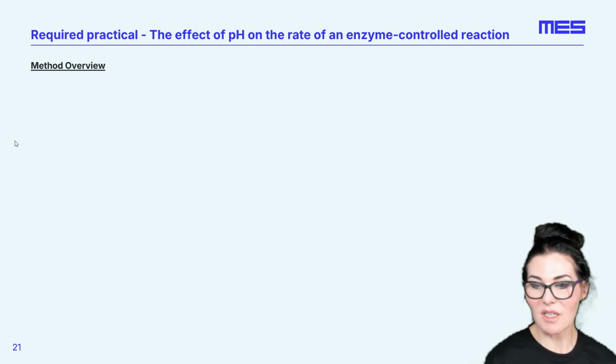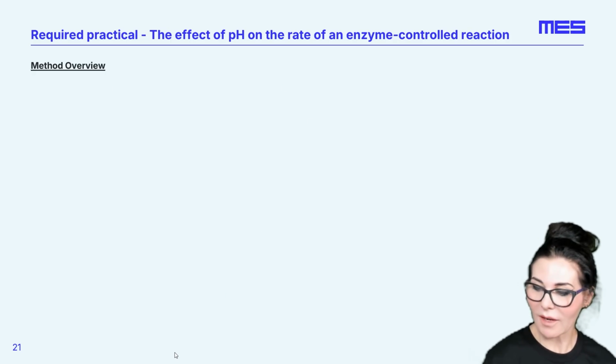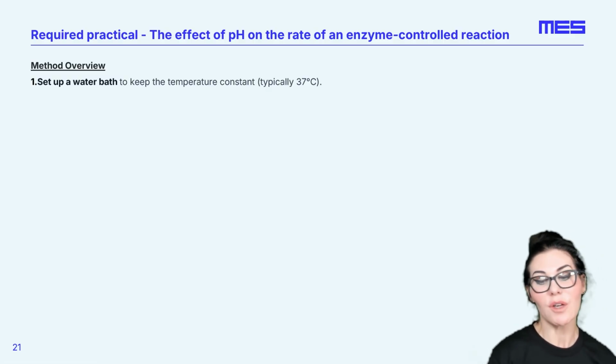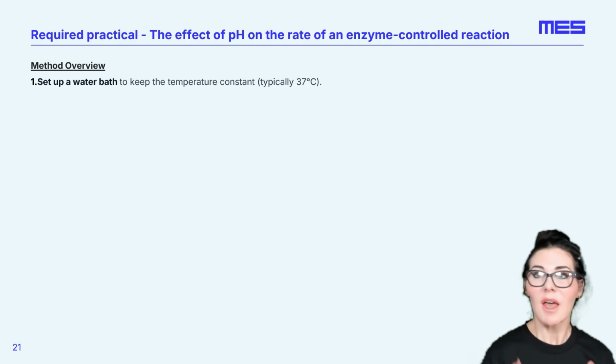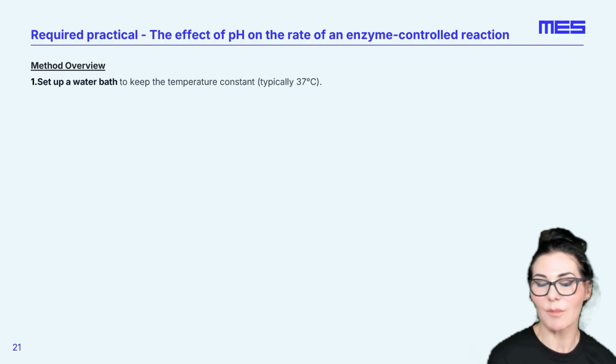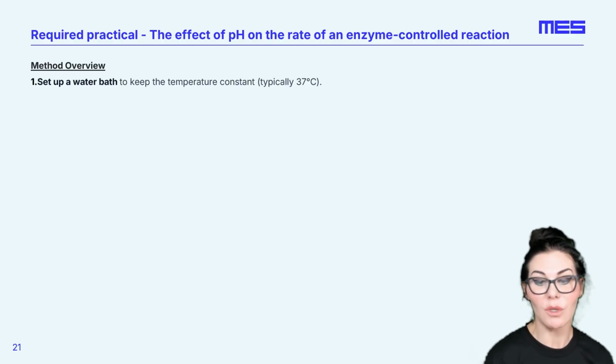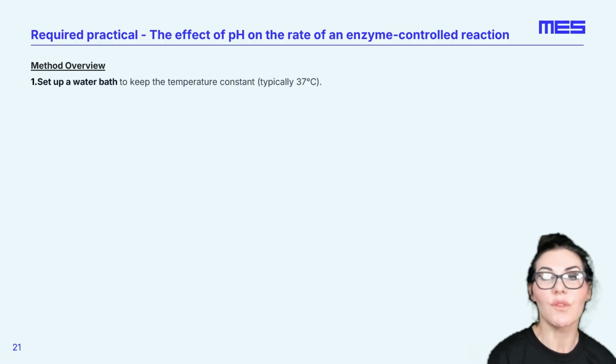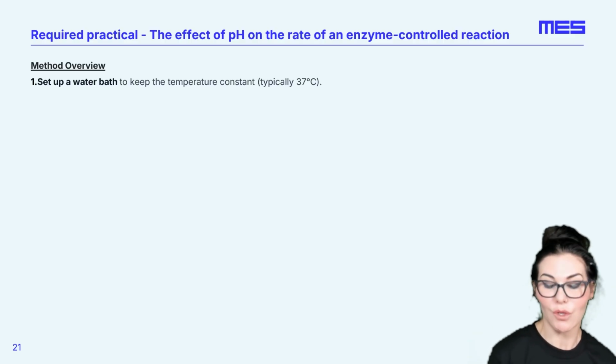Now, the procedure is quite technical, so you have to really think about what you're doing. First of all, we're going to set up our water bath at a temperature of typically 37 degrees C. Why are we doing this? We don't want the temperature to also be a variable that impacts the rate of the enzyme-controlled reaction. Therefore, this is one of our control variables. We need to keep this the same throughout the experiment, so we know that any effect on the rate of the enzyme reaction is to do with the pH only. The water bath is set up at a temperature that is typical of most enzymes' optimum temperature and also typical of human body temperature.